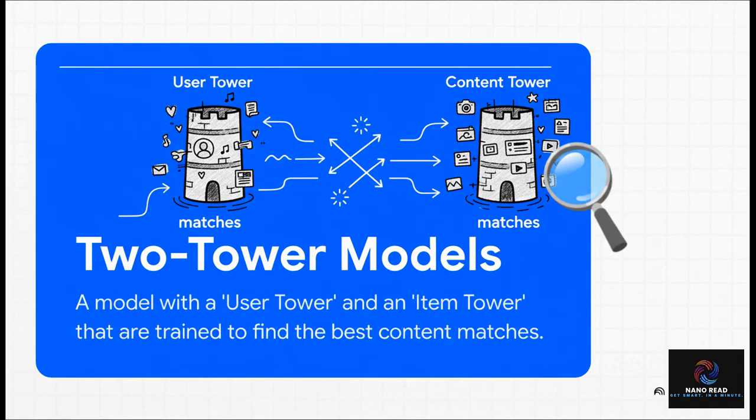So that first really crucial filtering step is powered by something called a two-tower model. You can picture it like this. One tower is a neural network that becomes an expert on you, your interests, your history, your behavior. The other tower becomes an expert on the content itself. The model's only job is to find the content whose taste profile is the closest possible match to your own.